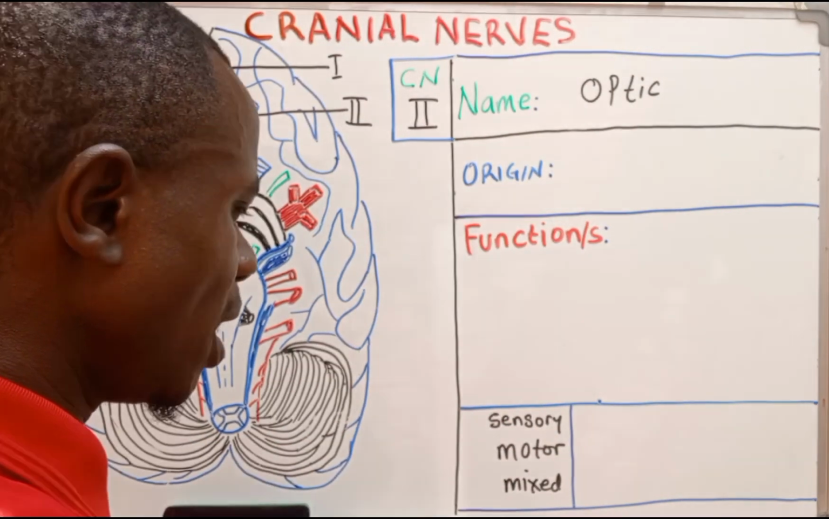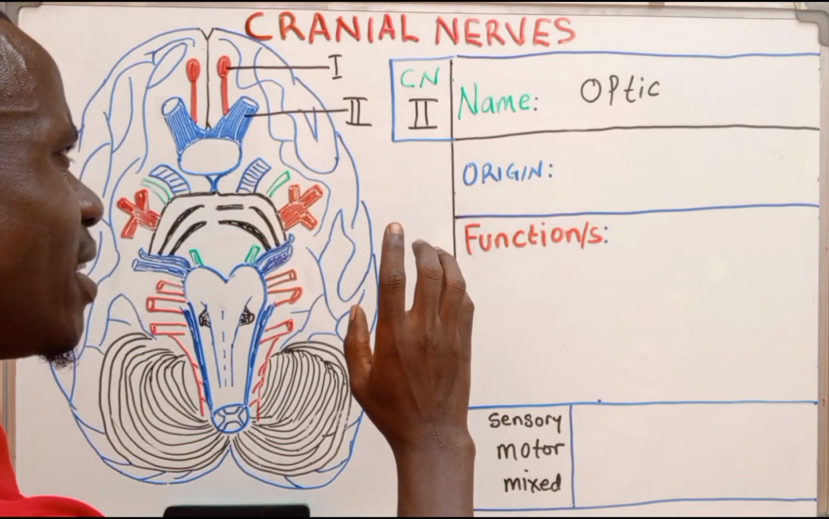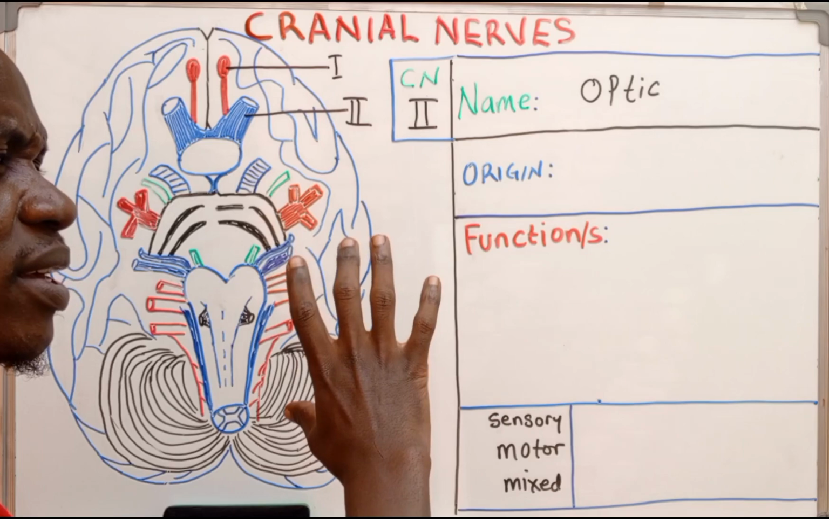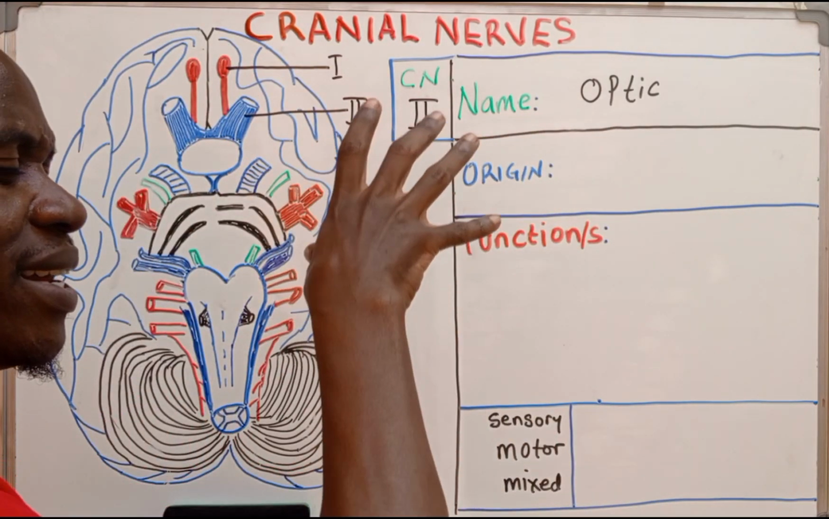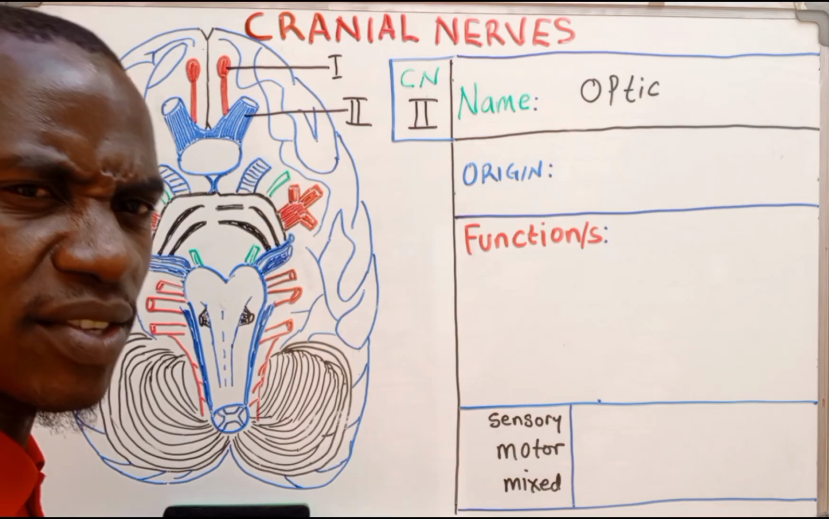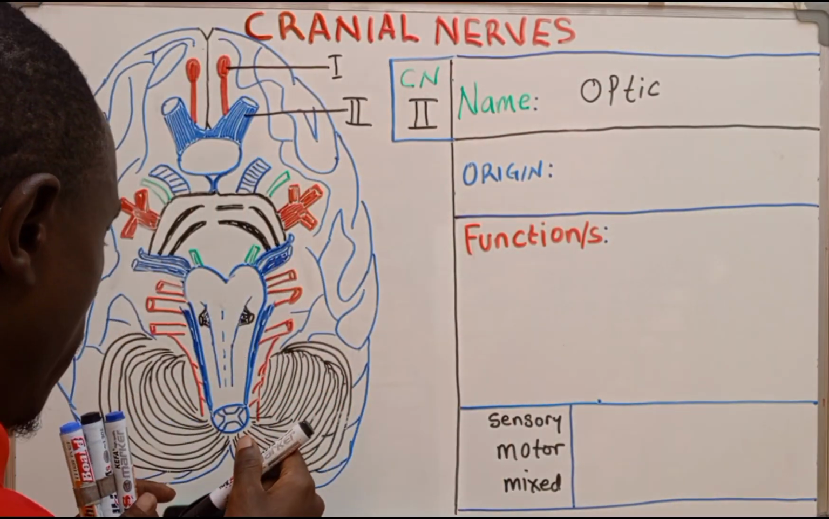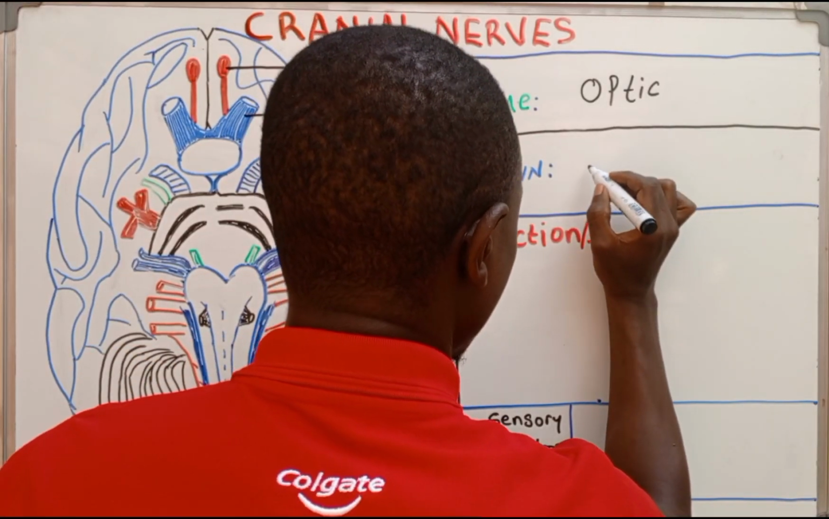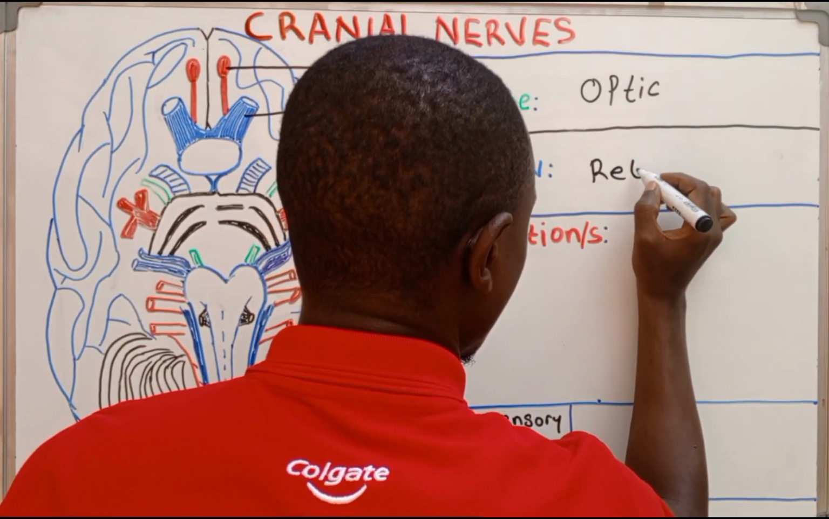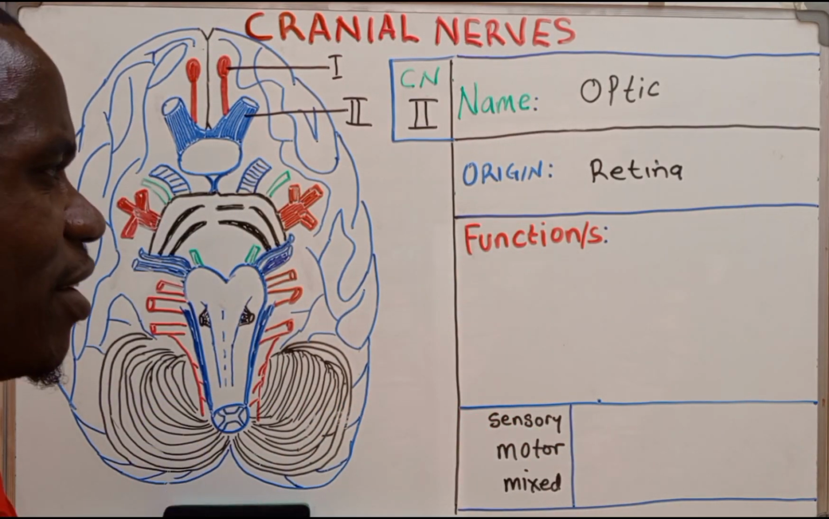Now, if I can ask, where do we find the optic nerve? What I want you to know is that the first two cranial nerves are going to be exiting from the cerebrum. Their origin is going to be the cerebrum, and then the rest are going to be part of the brain stem. So we also expect the optic nerve to be part of the cerebrum, but the exact area where you can find this optic nerve is at what we call the retina.